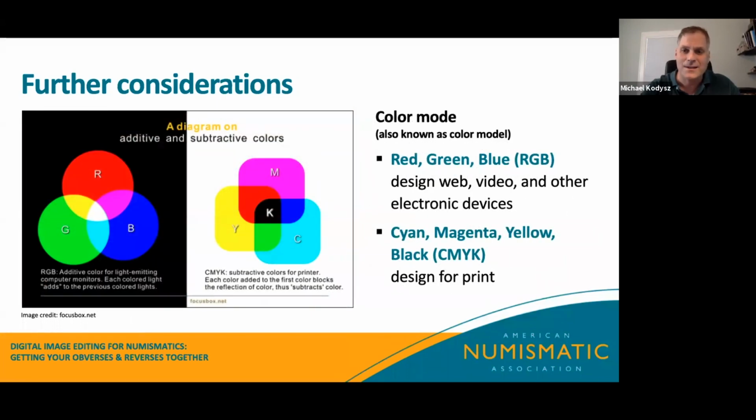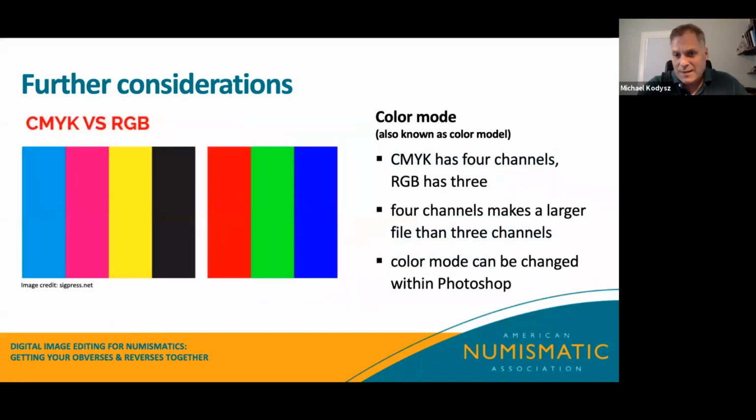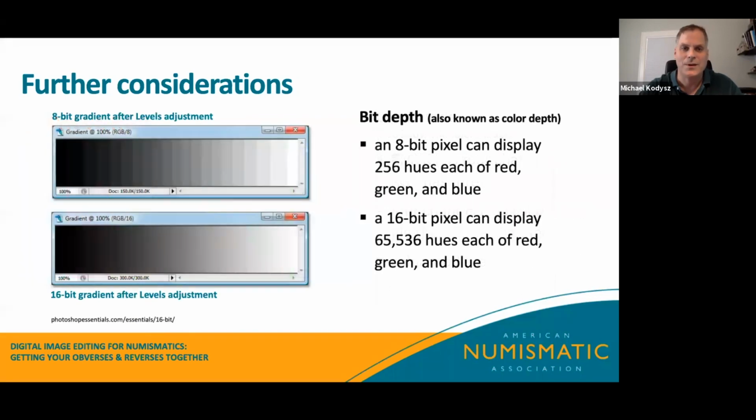Something else we need to think about as well is the color mode. So red, green, and blue, called RGB, is standard also for web and screen and electronic devices, whereas cyan, magenta, yellow, and black, which is called CMYK, is what we use to design for print. Something we need to consider is that CMYK has 4 channels, whereas RGB has 3, and 4 channels makes for a larger file than 3 channels. Color mode can be changed within Photoshop, just like image resolution. But if we're designing just for the web, we don't want to save our images as CMYK, because the file is going to be larger, and there are some other reasons why that we're not going to get into as well. You just want to make sure that you're in the correct color mode for what you're doing.